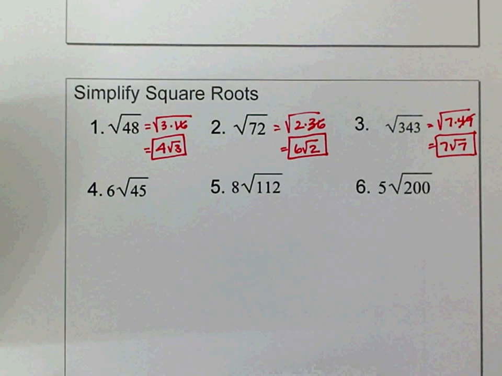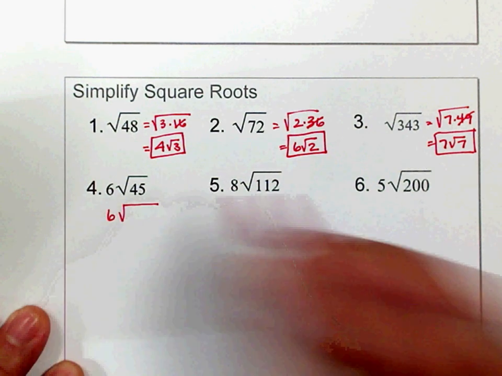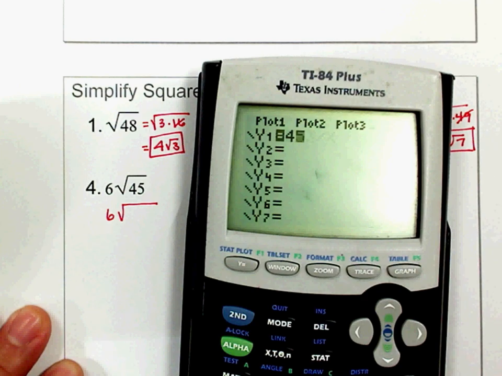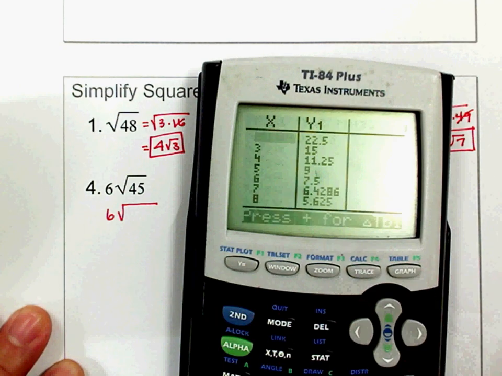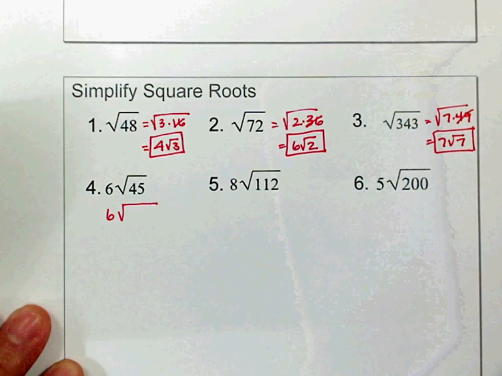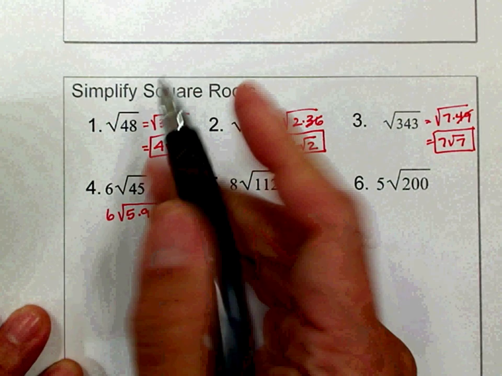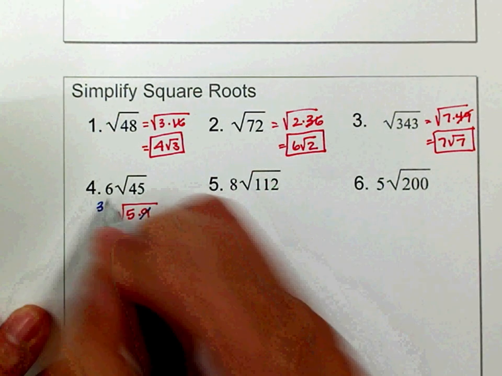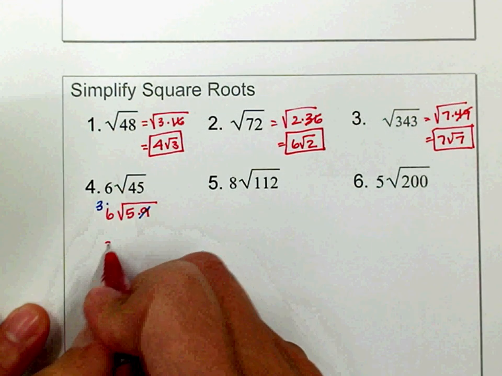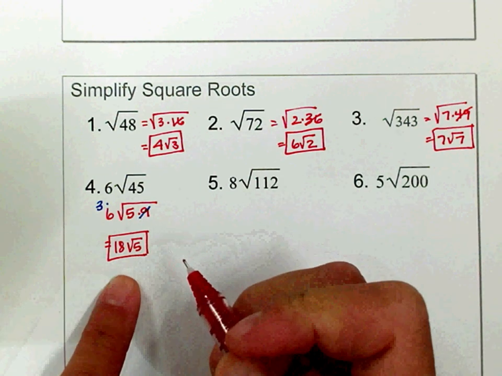All right. Now let's take a look at this one. You have 6 square root of 45. Let's clear that. 45 divided by x. Go to your table. Start at 1. I see a perfect square with 5 and 9. So 5 times 9. The square root of 9 is 3. It's going to come out and you're going to multiply it. 3 times 6 is 18, square root of 5. Always simplify your answers.